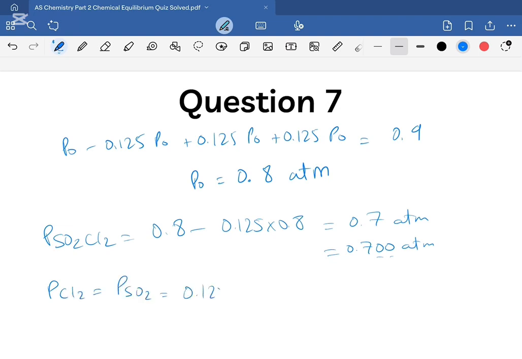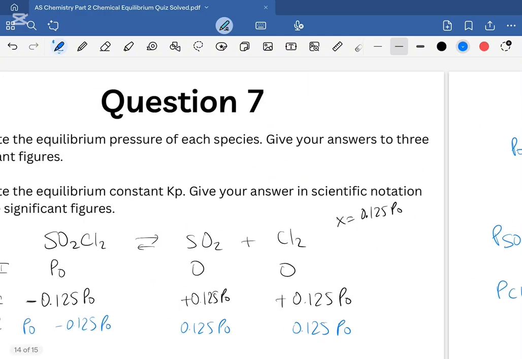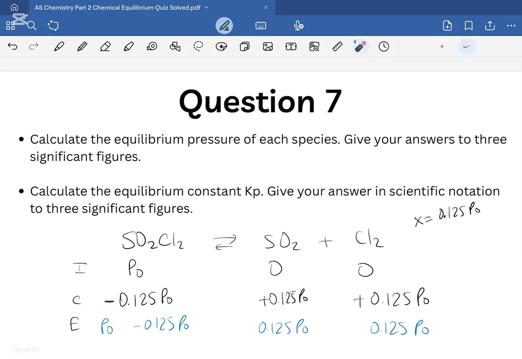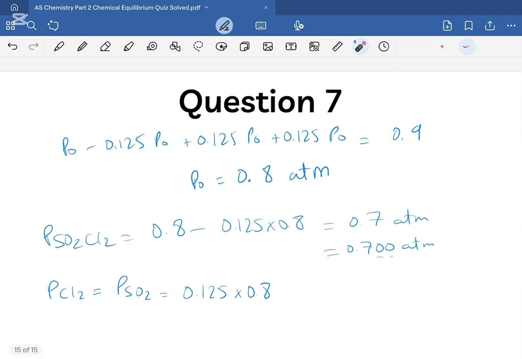Now the pressure of Cl2 is equal to the pressure of SO2. It's equal to 0.125 times 0.8, because I'm substituting P0 by 0.8. I'm multiplying it by 0.125, same as I did over here when I substituted P0 by the initial pressure 0.8. And so the pressure of Cl2 is equal to the pressure of SO2, and it's equal to 0.100 atm, to make them three significant figures as required by the question.